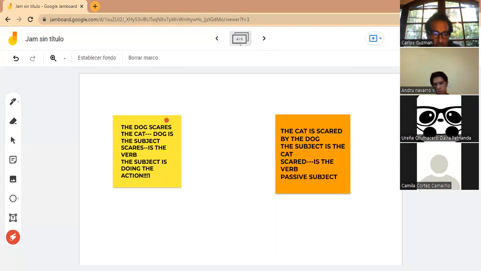So I guess these are examples. The dog scares the cat. Dog is subject, scares, right? So just to be extra clear, the cat is scared by the dog, passive voice, right? The dog scares the cat, active voice.